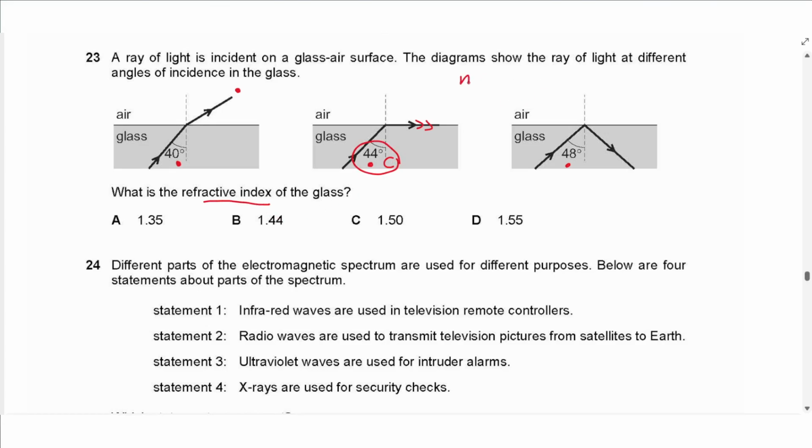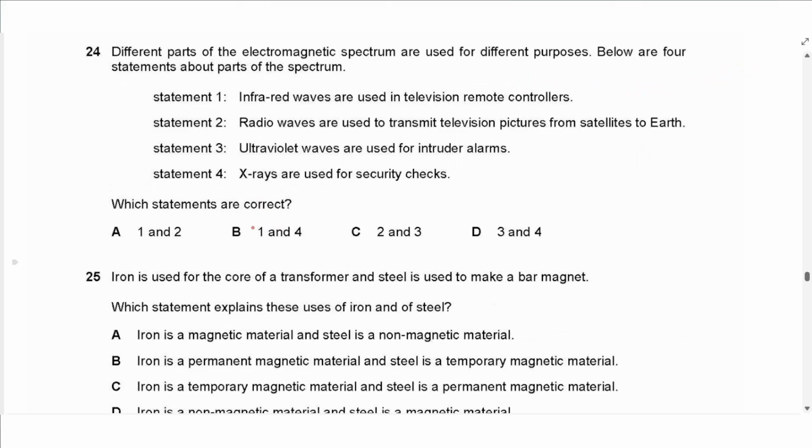The refractive index of any medium is equal to 1 over sine the critical angle of the medium. So we calculate 1 over sine 44. That gives an answer of 1.4396, which is approximately 1.44. So we choose B. Question 24 says different parts of the electromagnetic spectrum are used for different purposes.